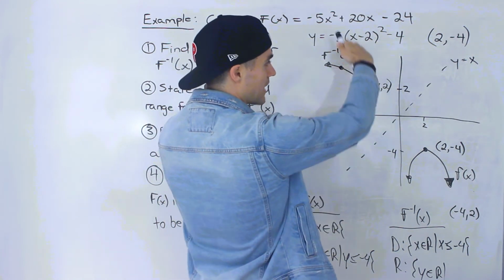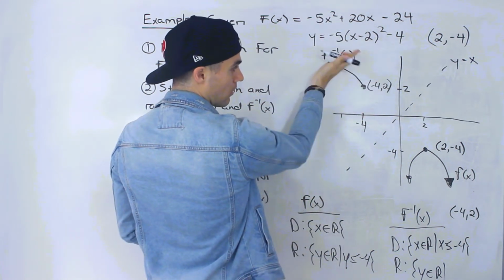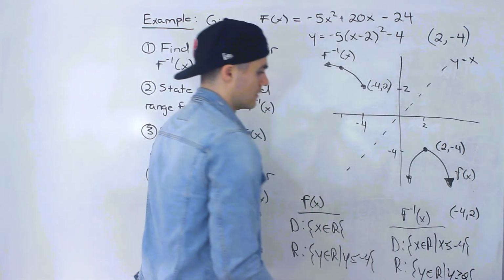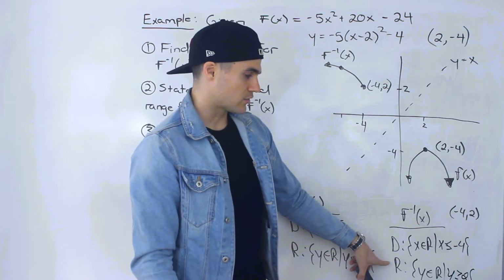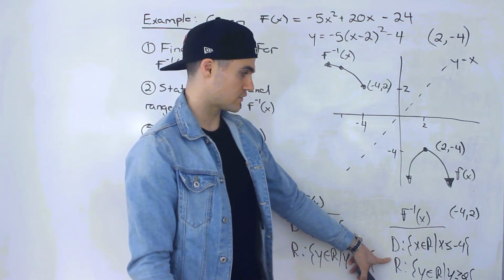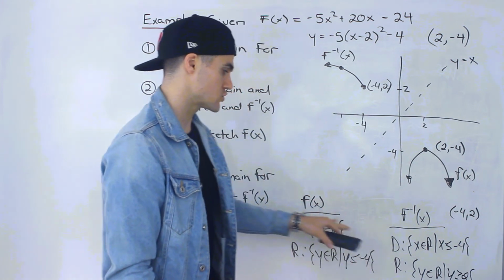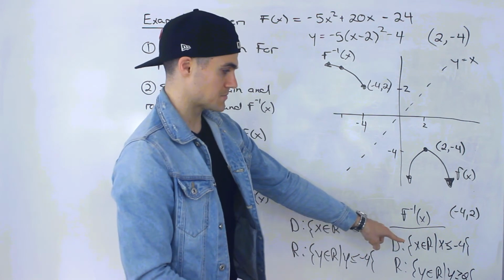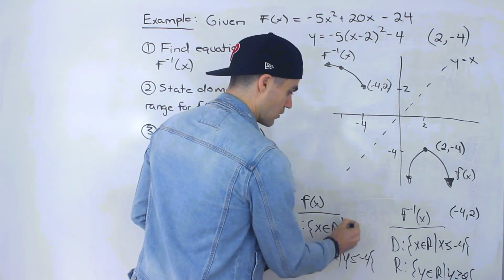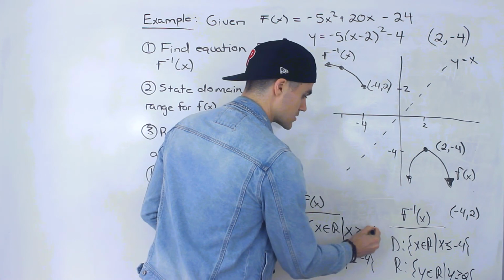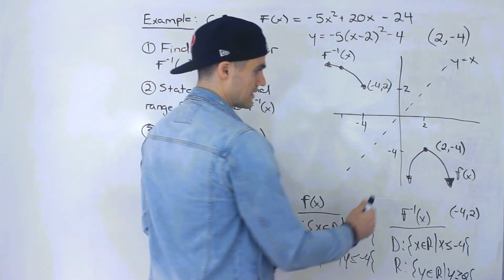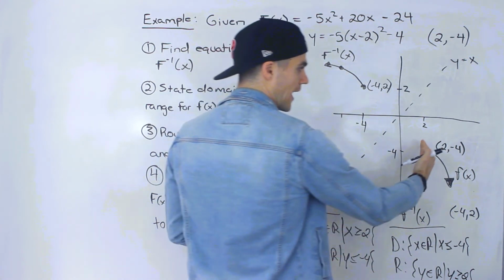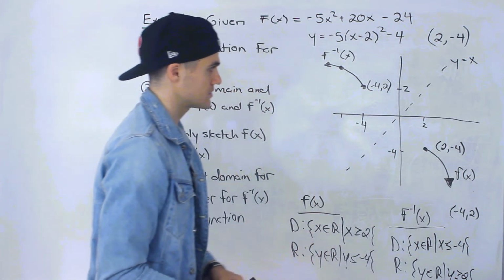Before it was all real numbers because it could be anything. It's going to go on forever. But now all the y values have to be greater than or equal to 2. And so if we restrict the range for the inverse, it means we have to restrict the domain for the function. And so y has to be greater than or equal to 2, which means the function, all the x values have to be greater than or equal to 2. Which means that this leg of the function we would take out. All the x values have to be greater than or equal to 2.